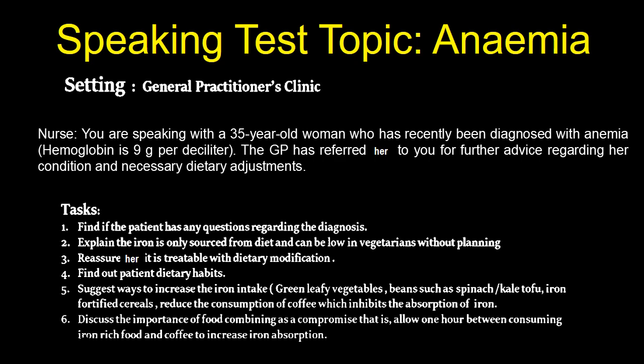Find if the patient has any questions regarding the diagnosis. Explain that iron is only sourced from diet and can be low in vegetarians without planning. Reassure her that it is treatable with dietary modification. Find out the patient's dietary habits. Suggest ways to increase the iron intake. And finally, discuss the importance of food combining as a compromise, that is, allow 1 hour between consuming iron-rich food and coffee to increase iron absorption.